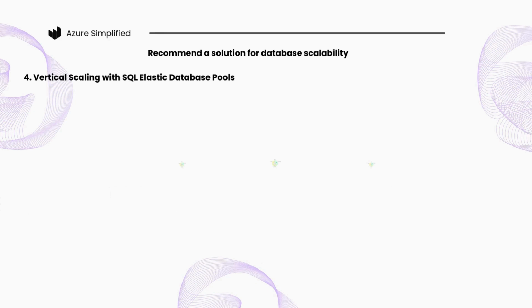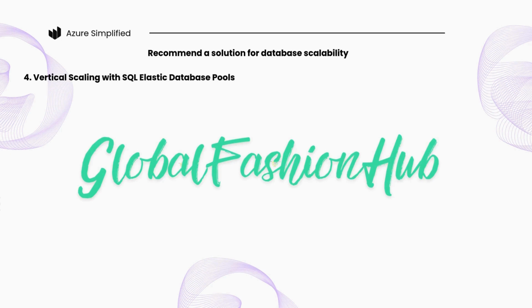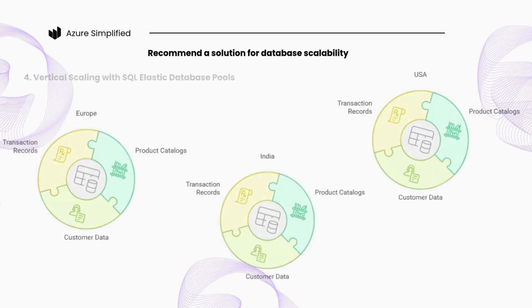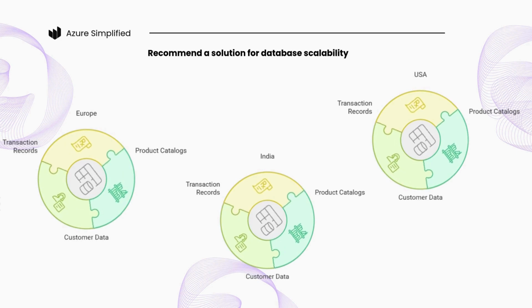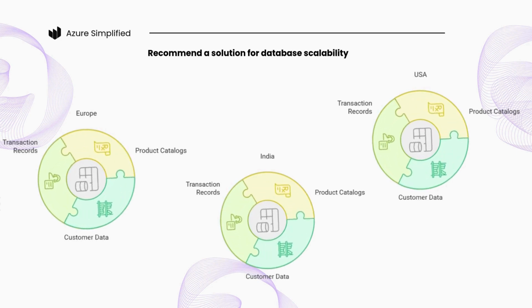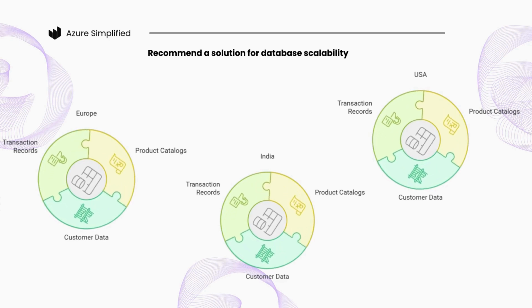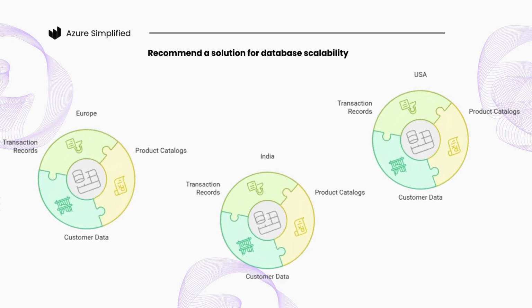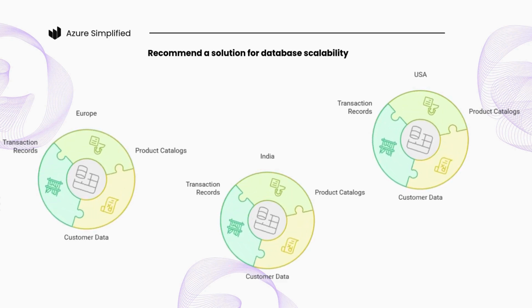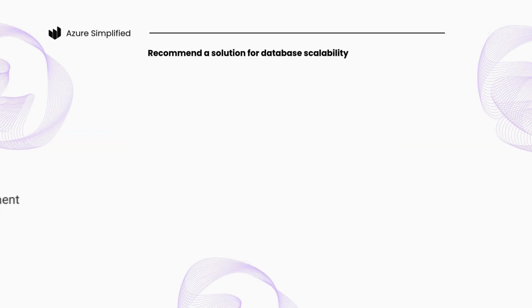Business scenario example: vertical scaling with SQL Elastic Database Pools. Company: Global Fashion Hub, an online fashion retailer expanding internationally. Challenge: Global Fashion Hub operates in multiple countries, each requiring a separate SQL database for localized product catalogs, customer data, and transaction records. However, demand fluctuates.